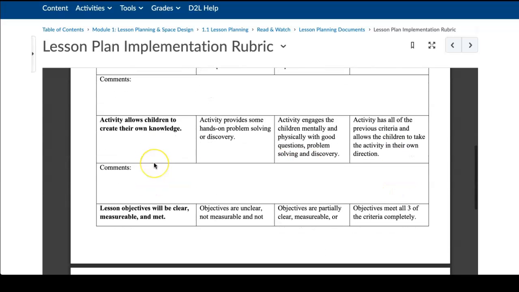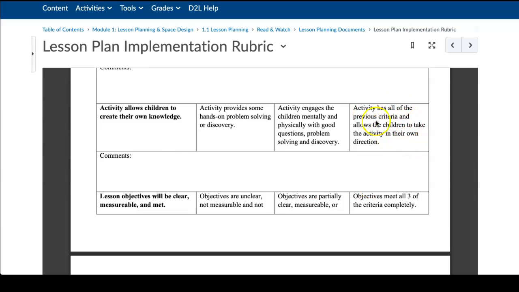The activity allows the children to create their own knowledge. So the lesson has all of the previous criterion and allows the children to take the activity in their own direction. Again, you don't want a Q&A session. How are those divergent questions encouraging the children to use their critical thinking? What component of your lesson is open-ended, allowing the children to take command of the lesson plan? It also allows you as the teacher to sit back and observe, making sure that your objectives are being met.